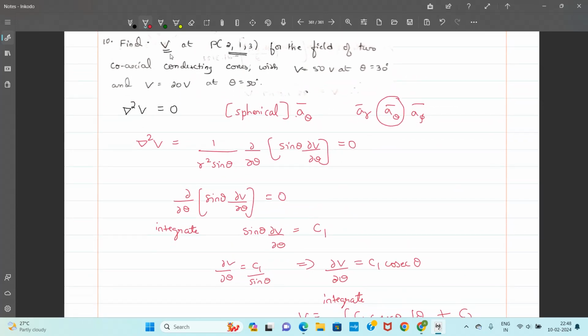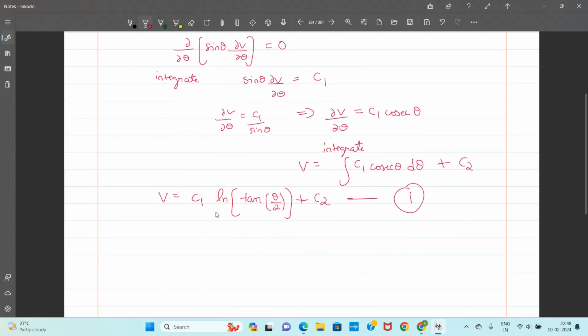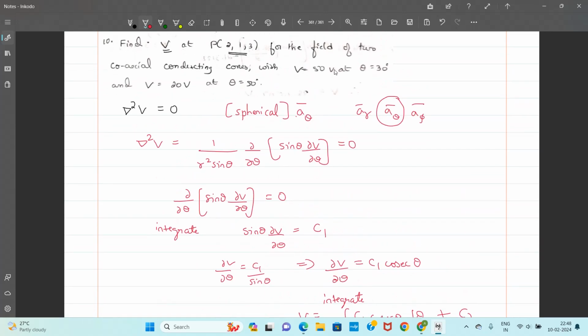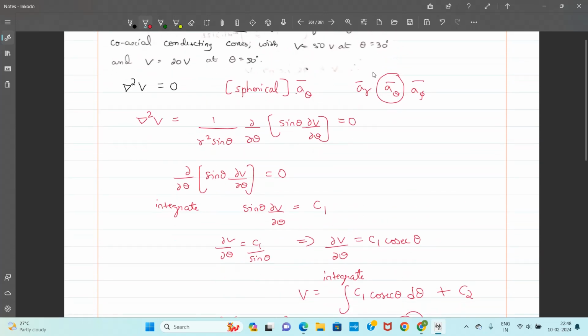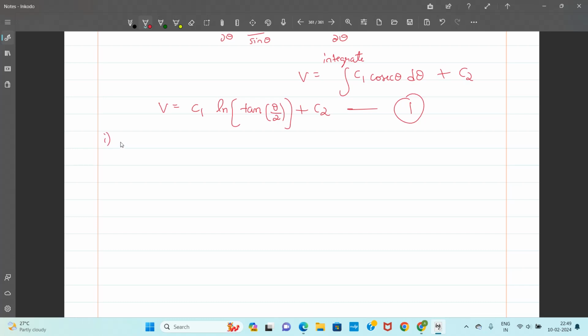But that is not the end, because they're not asking you to find the equation, but they're asking you to find the value of potential at a particular point. So you have to substitute the points. So before that, I need to know what is this constant value, C1 and C2. For that, we'll use the initial conditions which are given here. The first condition is V is equal to 50 volt when theta is equal to 30 degree. They've given V is 50 volt when theta is 30 degree.